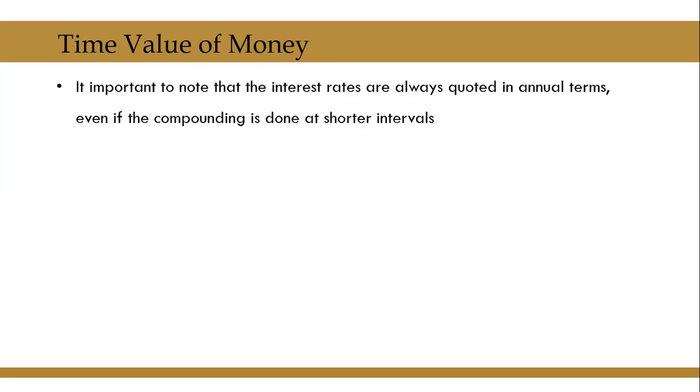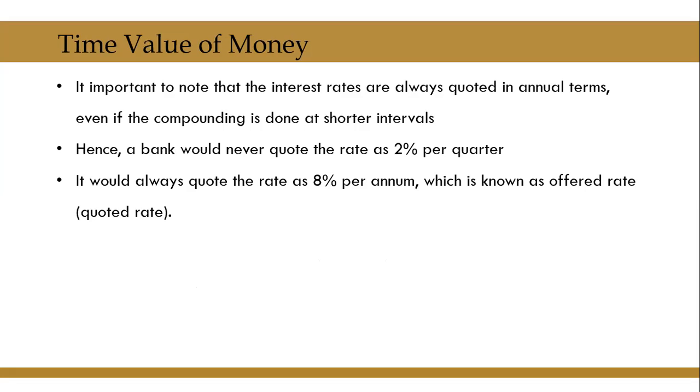Now, it is important to note that the interest rates are always quoted in annual terms, even if the compounding is done at shorter intervals. Hence, a bank would never quote the rate as 2% per quarter. It would always quote the rate as 8% per annum, which is known as offered rate or quoted rate. Remember, even when fixed deposit schemes have quarterly compounding, they do not say it as 2% per quarter. Always the rates are quoted per annum. What the investor actually gets is known as effective rate.